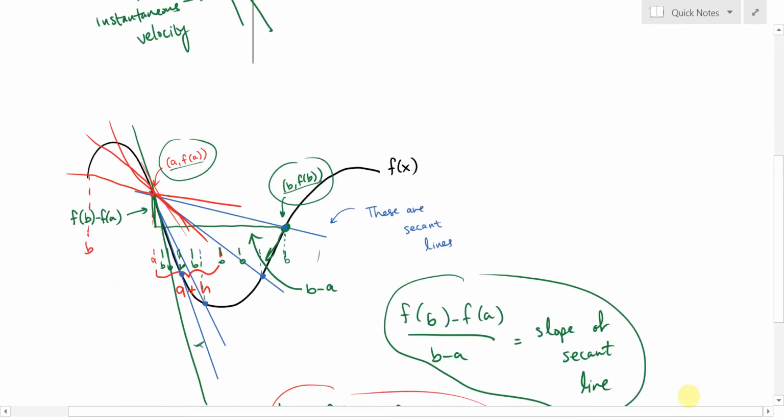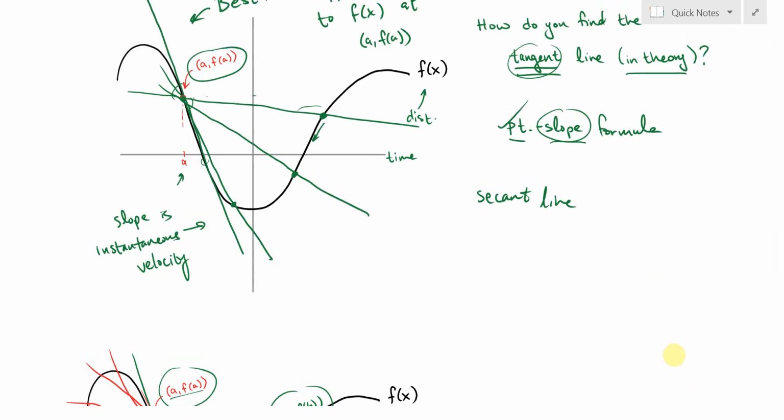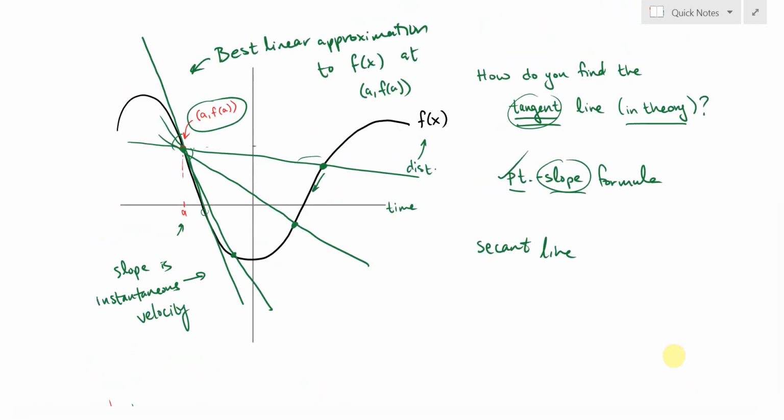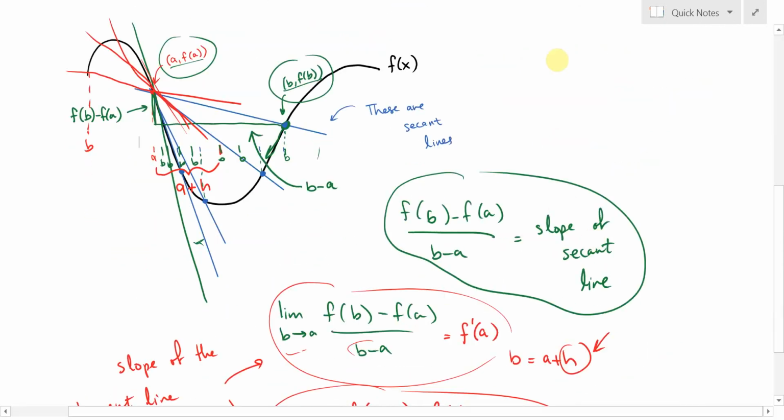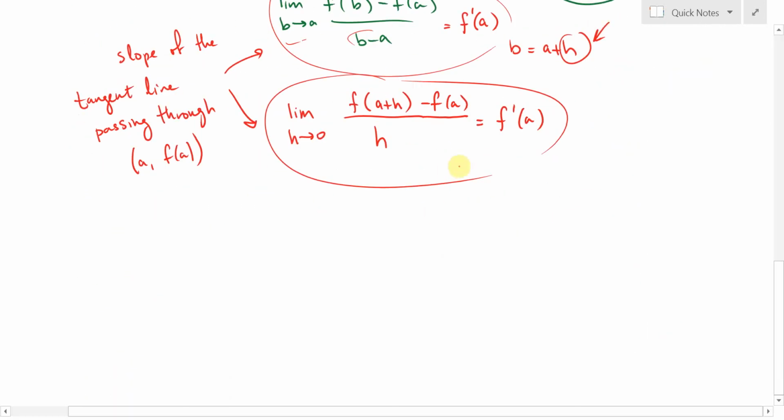So this is in theory how you would go about computing, or at least defining, the slope of this tangent line. What we should do in later videos is combine this information. So now how do we figure out, we're going to use the point slope formula, how do we find the equation of the tangent line? So here's my formula for the slope.